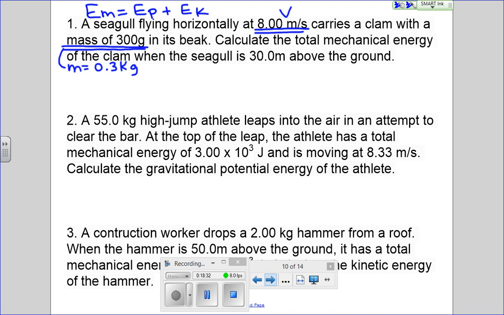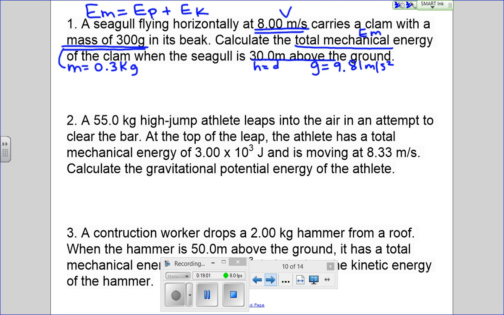The question is asking me to calculate total mechanical energy, so EM, and it tells me a distance above the ground. That tells me that this is height, or distance, but probably height. It also tells me, since I'm above the ground, that I might want to use the value for gravity.